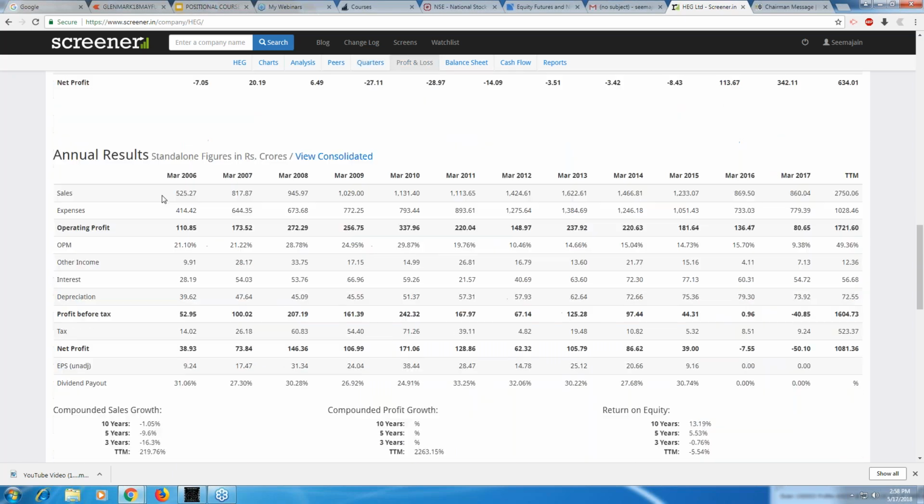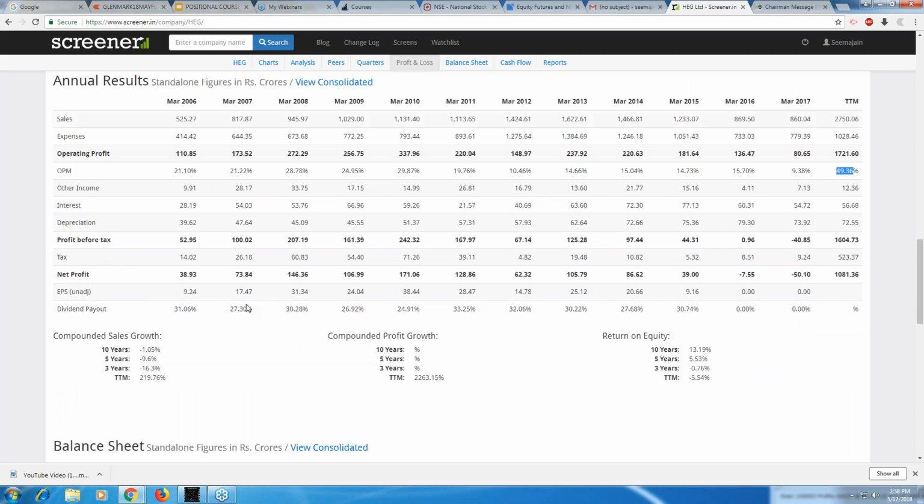Look into the sales over the past 11-12 years. From 525 crores it has become 2750 crores. Huge growth in the sales. Expenses have grown, but the profits have tremendously grown, massively grown, right? Operating profit margins have also grown. All right. Other income, interest, depreciation, these are all fine.